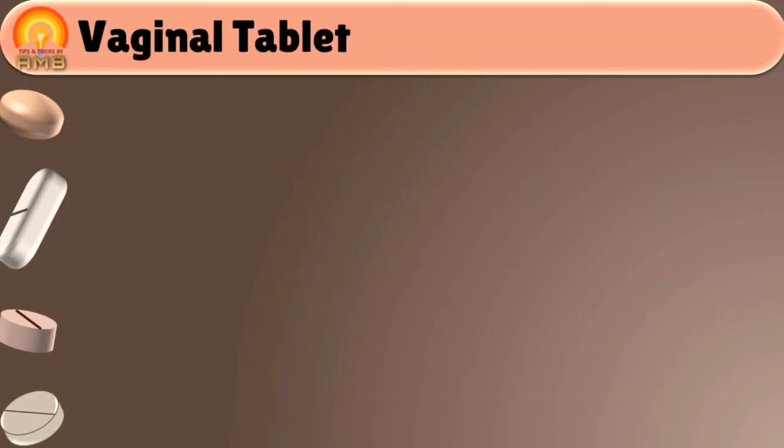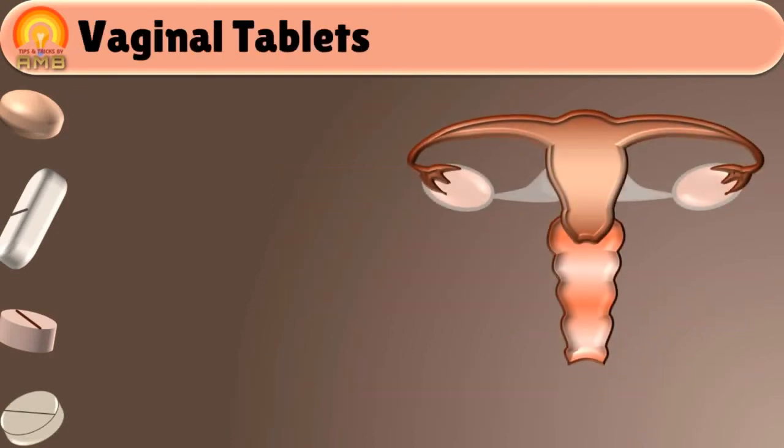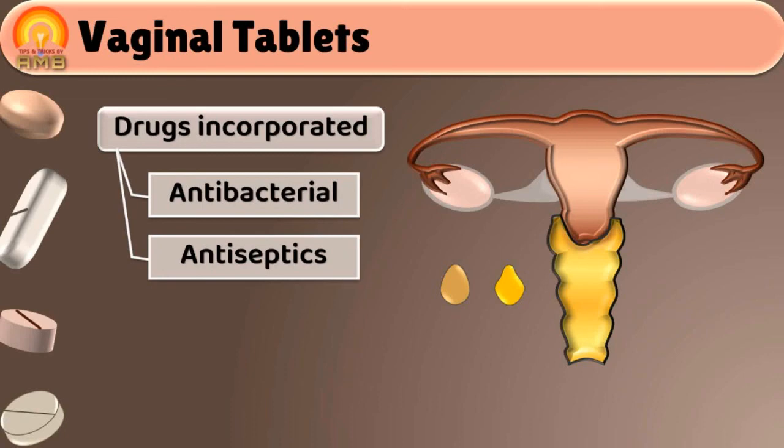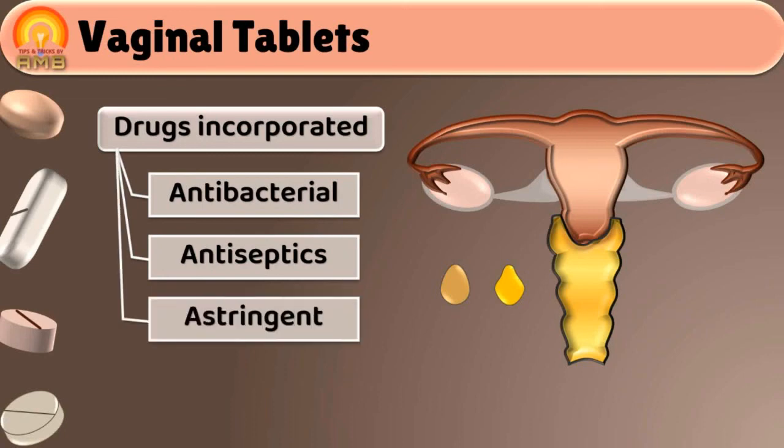Next type is vaginal tablets. As the name indicates, these tablets are intended to be introduced and slowly dissolve in the vaginal cavity and produce a local effect in the vagina. These tablets have pear shape or ovoid shape for easy insertion and retention of the tablet in the vagina. Antibacterial agents which prevent growth or kill the bacteria, antiseptics which prevent sepsis, and astringent drugs which precipitate protein are administered in the form of vaginal tablets.